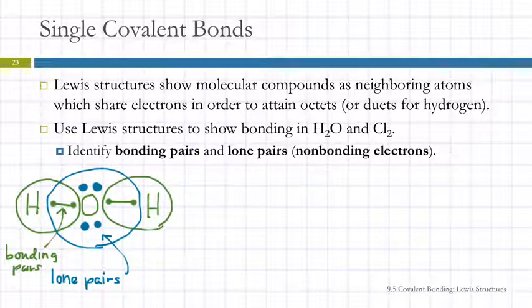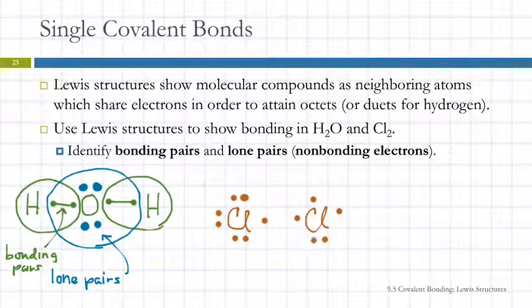Let's look at chlorine. So how many valence electrons does chlorine have? 7. So 1, 2, 3, 4, 5, 6, 7. Is chlorine happy? No. It's almost. Just needs one more electron. So this chlorine says, hey, I need an electron. And this chlorine says, hey, I need an electron too. But I'm not willing to give you mine. Let's share.